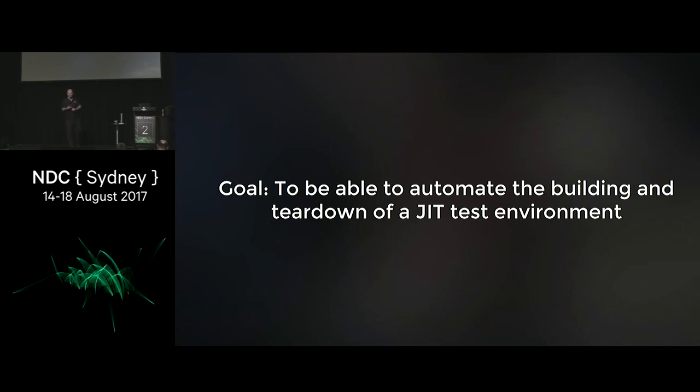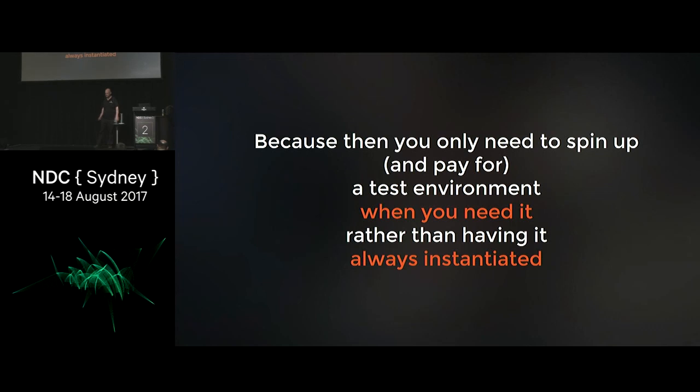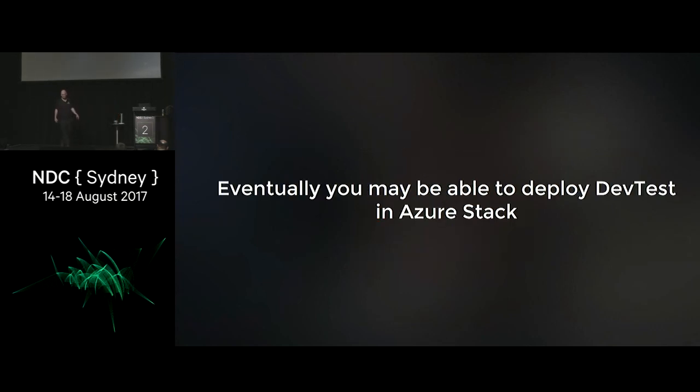You need to be able to automate the building and tear down of a just-in-time test environment. And if you can do that, you are absolutely golden. You don't need to worry about a lot of these issues, because you only need to spin up and pay for your test environment when you need it.